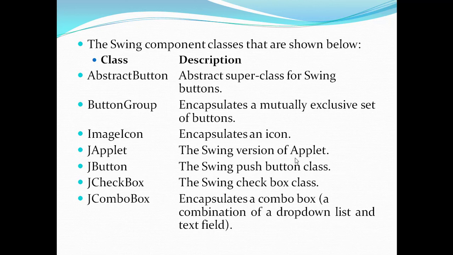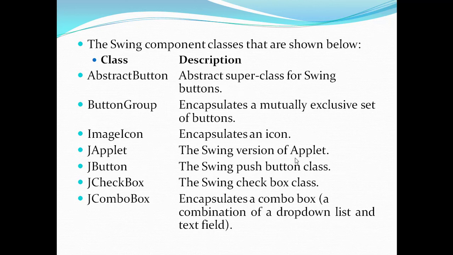The swing component classes that are shown below are the swing component classes, with class and its description. First one is the AbstractButton, abstract superclass for swing buttons. ButtonGroup encapsulates a mutually exclusive set of buttons. ImageIcon encapsulates an icon. JApplet, the swing version of applet. JButton, the swing push button class.